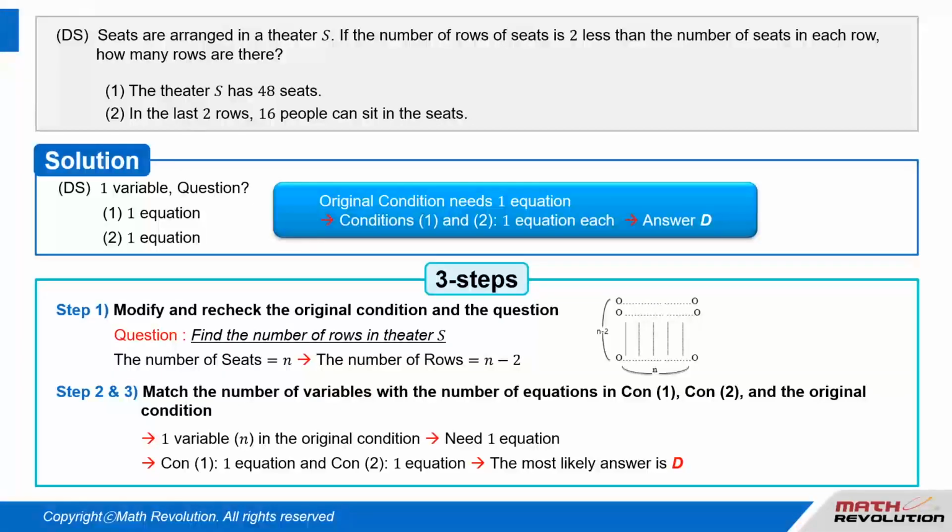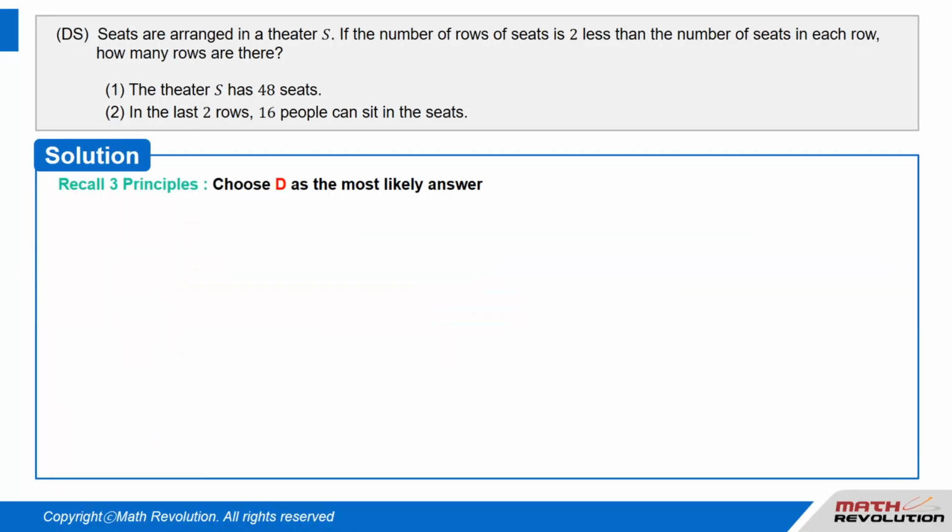Follow the second and third steps. From the original condition, we have one variable, n. To match the number of variables with the number of equations, we need one equation. Since conditions 1 and 2 will provide one equation each, D would most likely be the answer. Recall 3 principles and choose D as the most likely answer. Let's take a look at each condition.